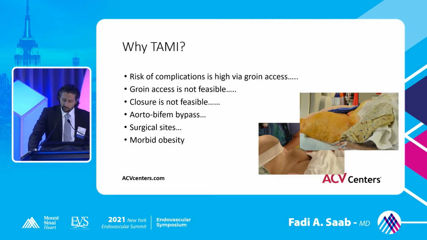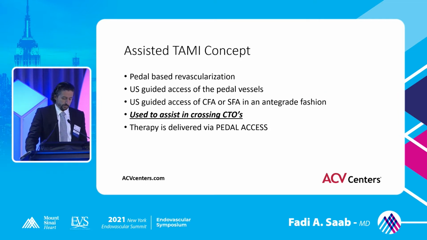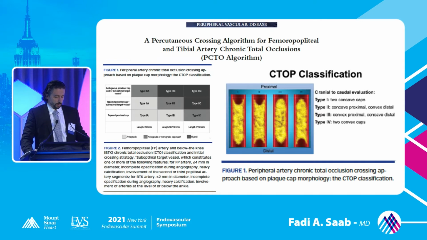So anything we can do to avoid complications with patients that had prior surgeries or morbid obesity, we pursue. Now, with assisted TAMMY, we obtain a 2 French or 3 French access within the superficial femoral artery or common femoral artery. And now think about it, 6 French sheath versus 3 French sheath, right? So the risk profile decreased tremendously with those patients. And if I'm able to use an 018 catheter to help me tackle that CTO, and still deliver therapy via pedal access, then the risk of complication is extremely lower for those patients.